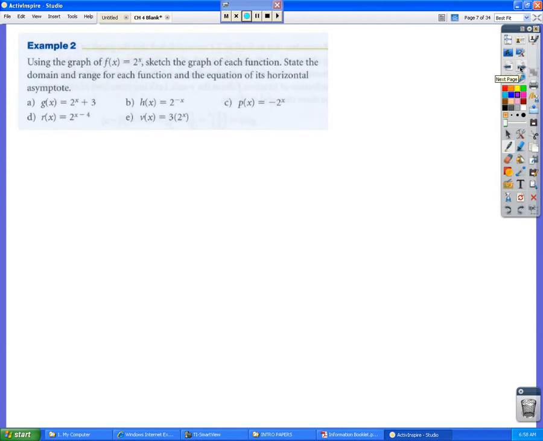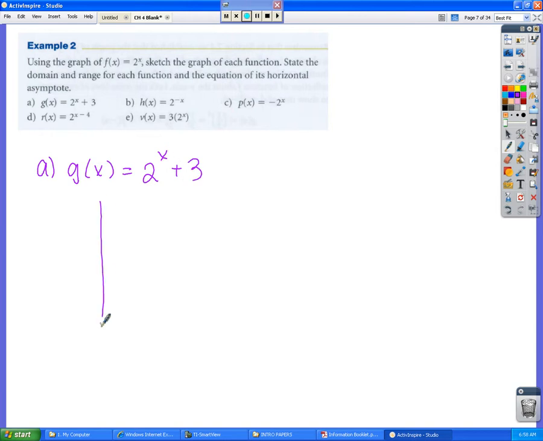All right, so use the graph to sketch the graph of each of the functions. We're just going through the transformations again. I just wanted to use this to talk about domain, range, and horizontal asymptotes. So let's look at A. g of x would equal 2 to the x plus 3.